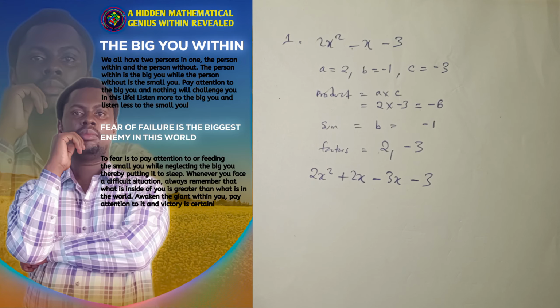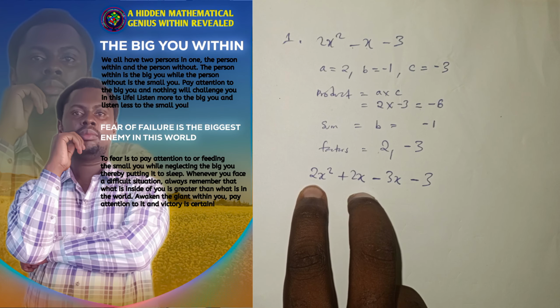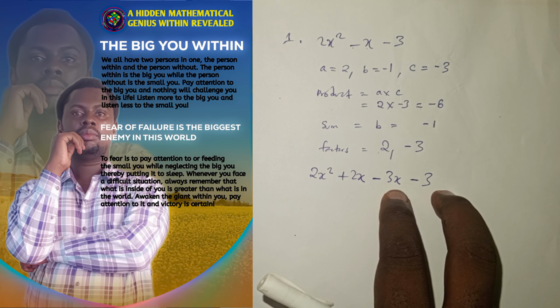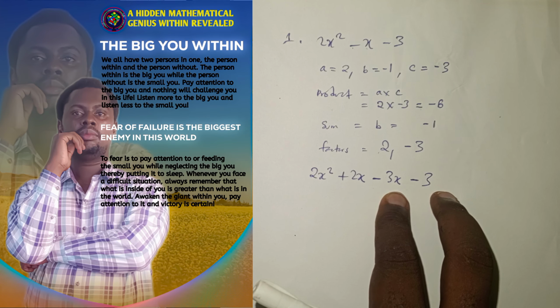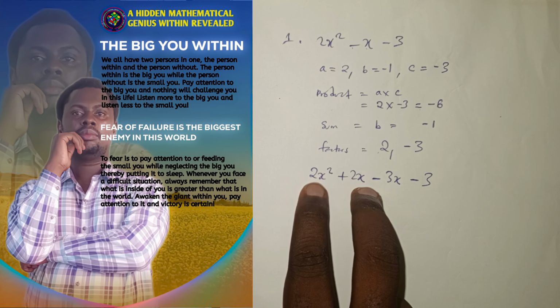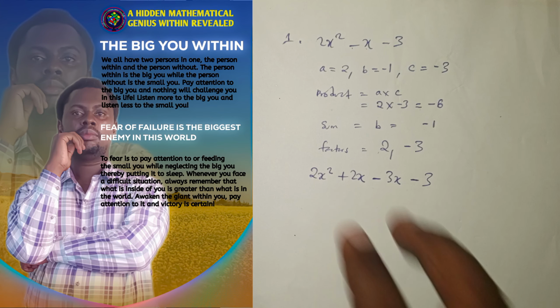Then step 4, you factorize by grouping terms. By grouping terms, you take these two and divide out what is common, and the other two, you divide out what is common. So what is common in these two? That is 2x squared and 2x.